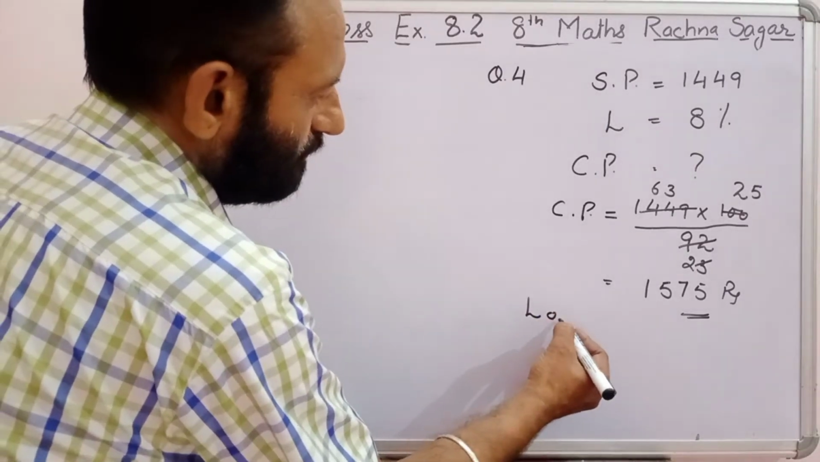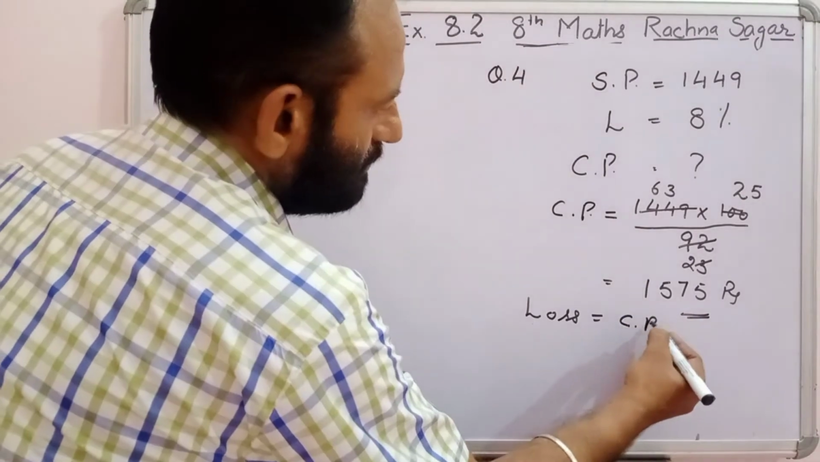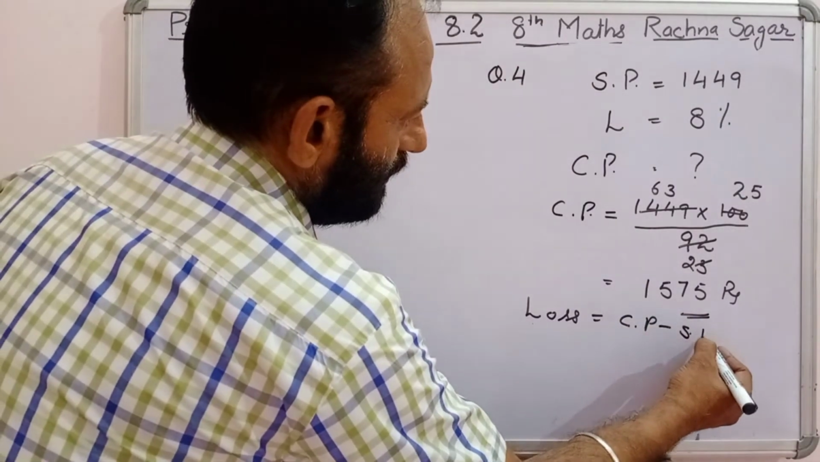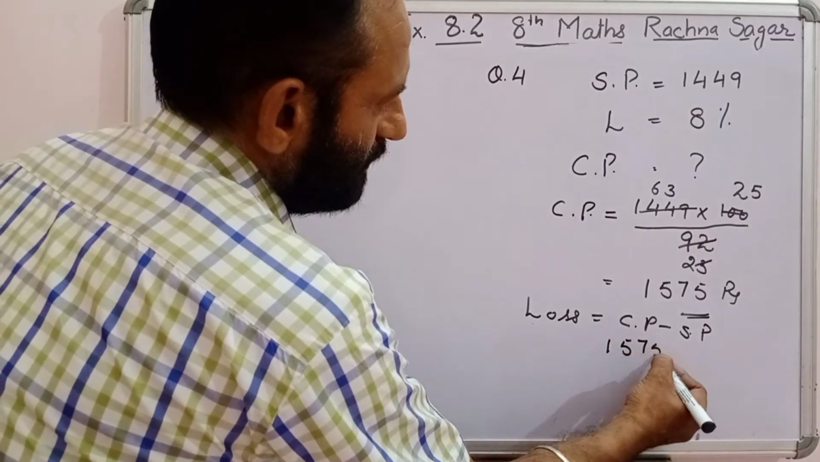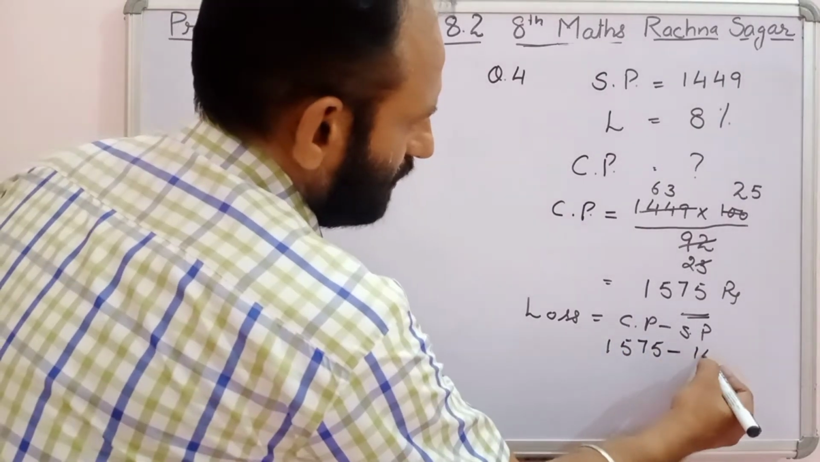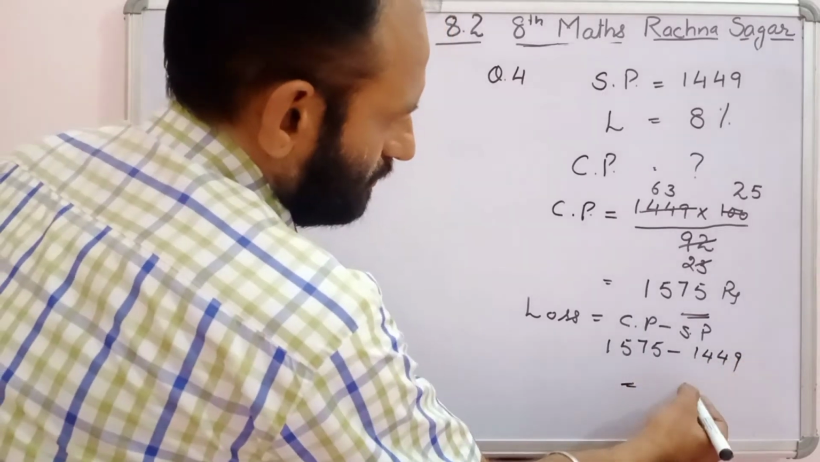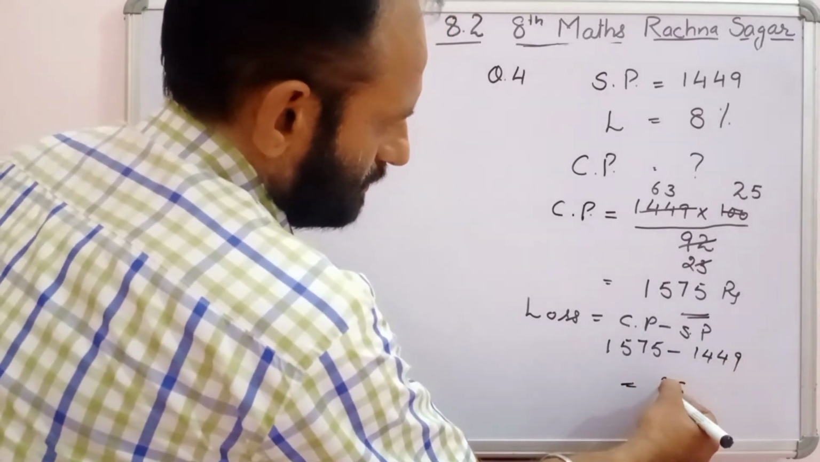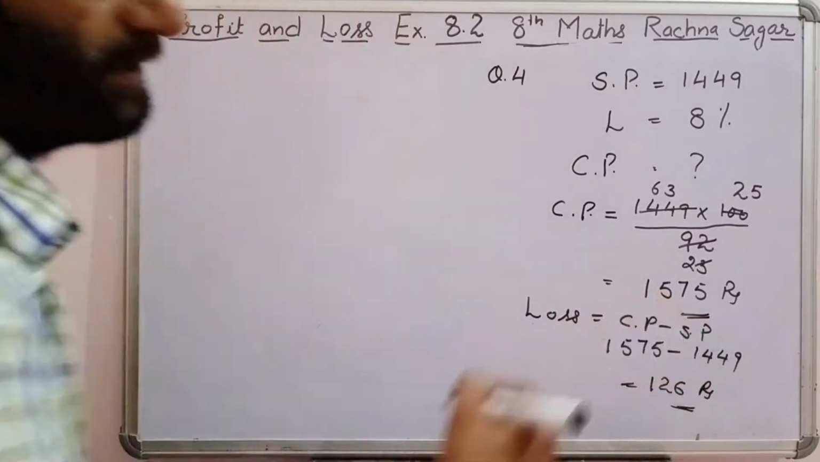So there is loss of CP minus SP, 1575 minus 1449 is equal to 126 rupees.